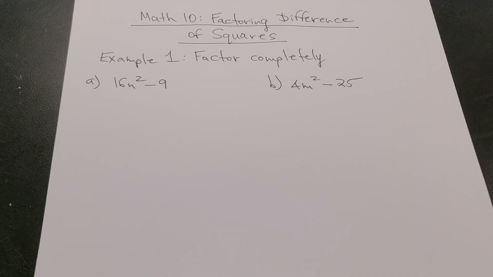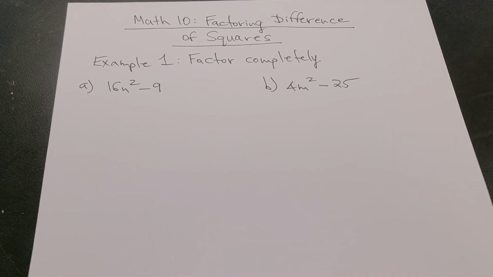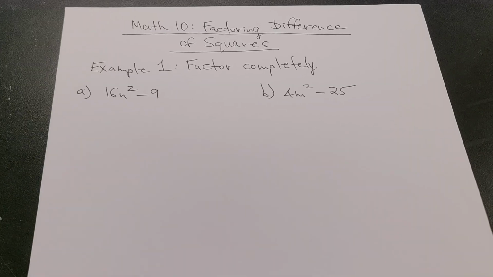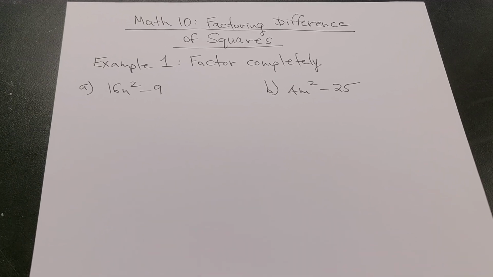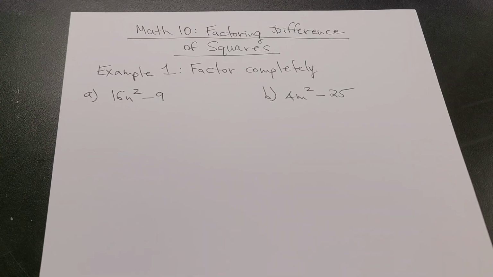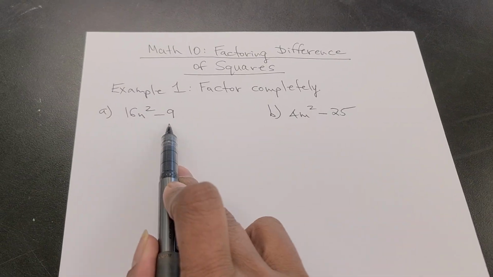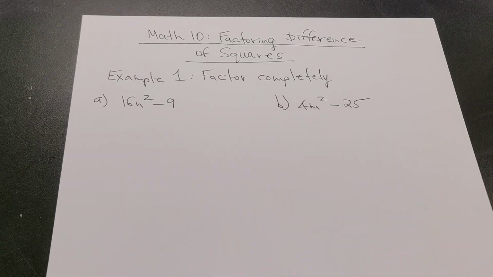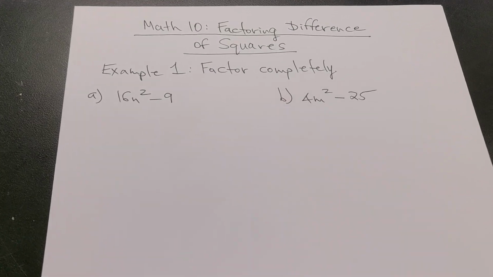All right, so here we are. Example 1 says factor completely. A says 16n squared minus 9. So how do you actually know that this is a difference of squares is a common question I get from students. I always note down that there are two terms here, and there has to be a minus sign in between the terms, hence the term difference of squares.